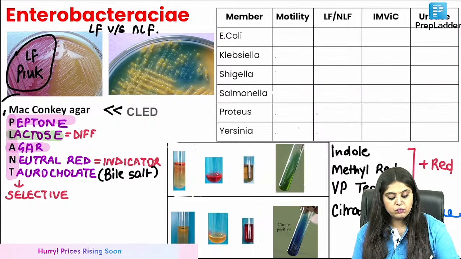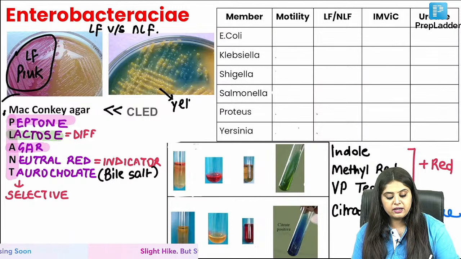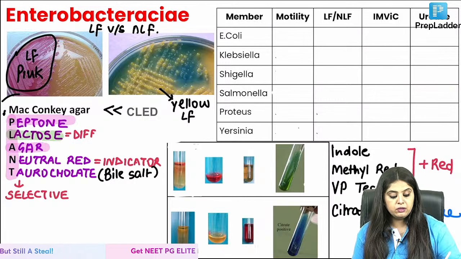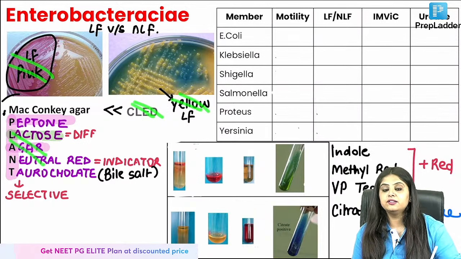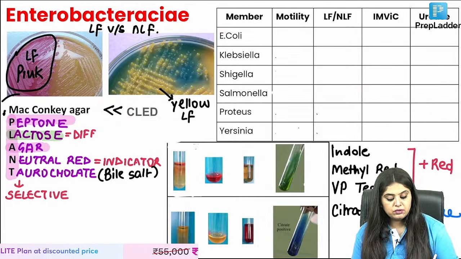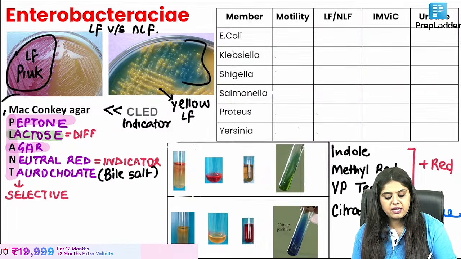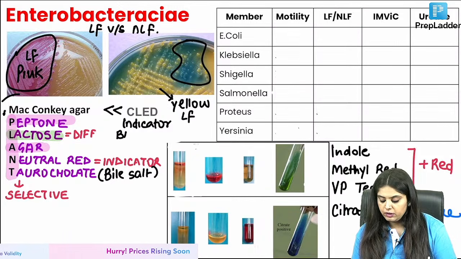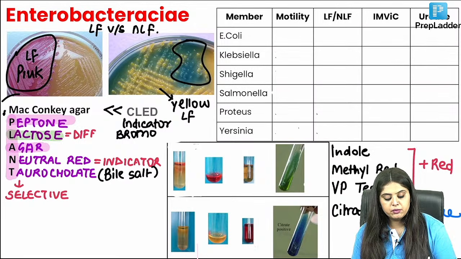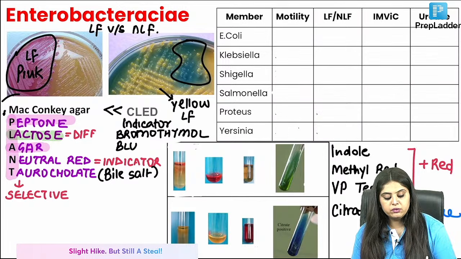Now they will ask you what is the color that you get on lactose fermentation in CLED, the color is going to be yellow. In McConkey it was a pink color, in CLED it is going to be yellow, and they will ask you the indicator. What color was the indicator naturally? Ma'am, the indicator was naturally blue. So what is it? BTB, everyone is writing, bromothymol blue. Okay, bromothymol blue is the original indicator.